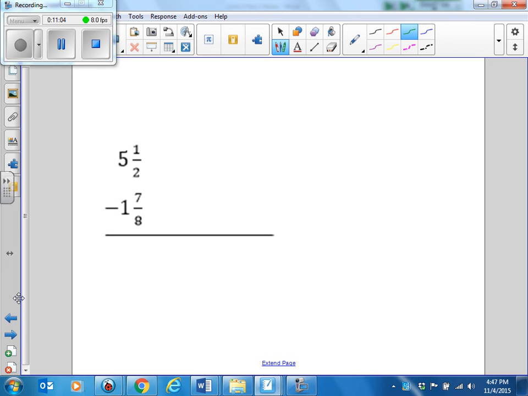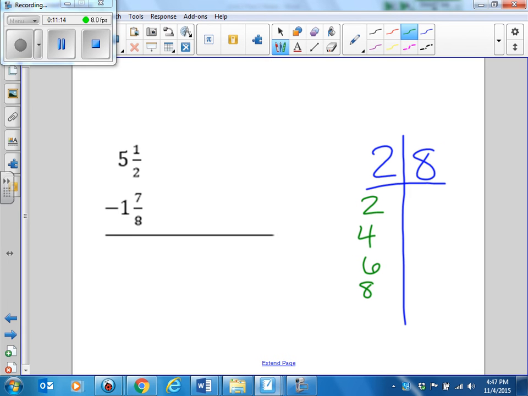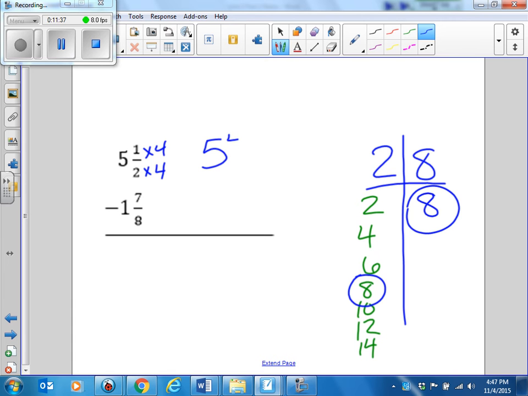All right, let's look at another example. Again, I'm going to start with my T-chart. All right, so 2, 4, 6, 8, 10, 12, 14, and then I have 8. Oh, look at that. We already have it on this one, so this one we got it early. So it's 8 and 8. Okay, so the first fraction I'm going to multiply by 4. So I end up with 5 and 4 eighths. The second fraction can just stay the same.